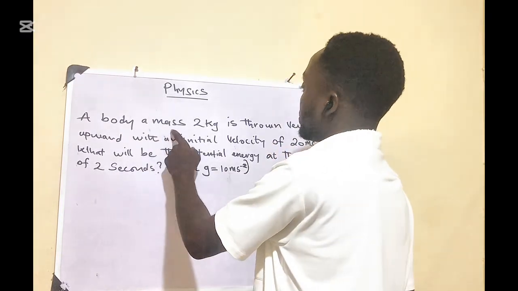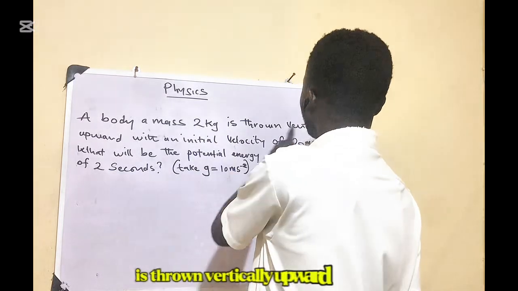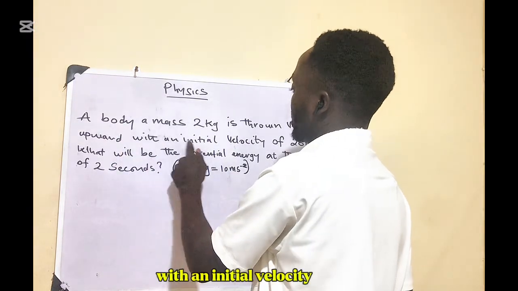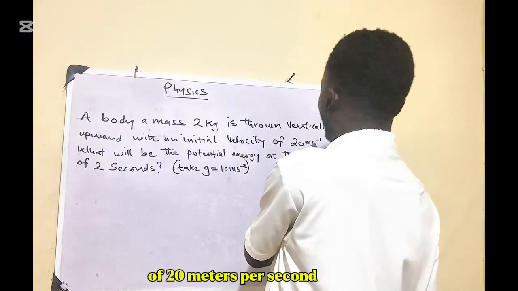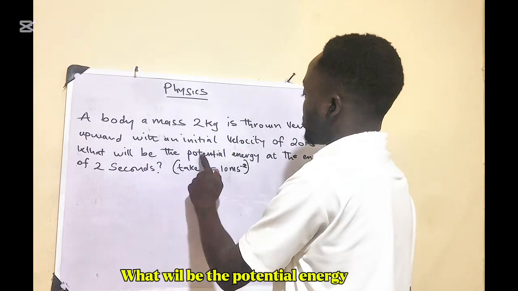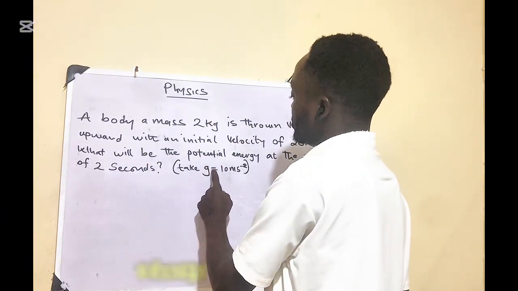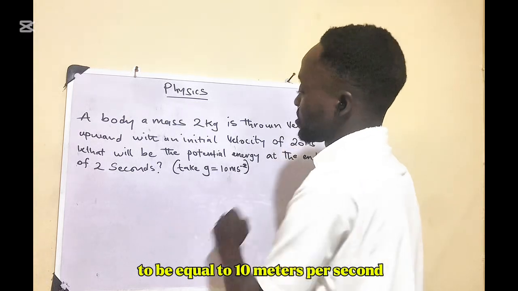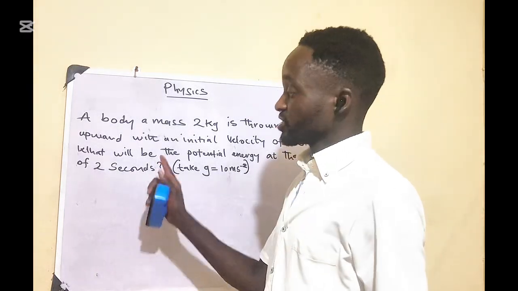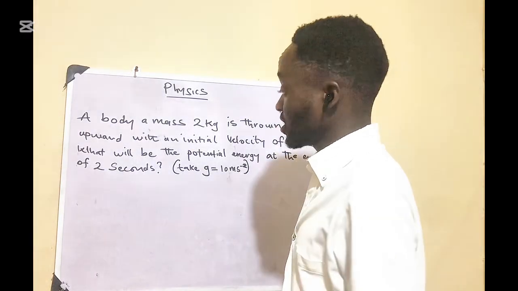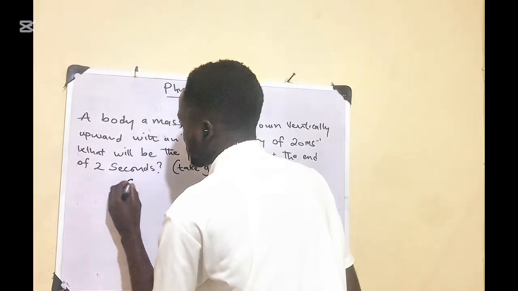A body of mass 2 kg is thrown vertically upward with an initial velocity of 2 meters per second. What will be the potential energy at the end of 2 seconds? Take g to be equal to 10 meters per second squared. So let's solve this question together. First, we are going to write the solution.